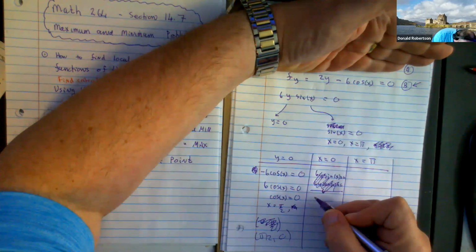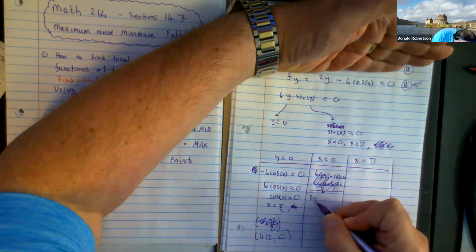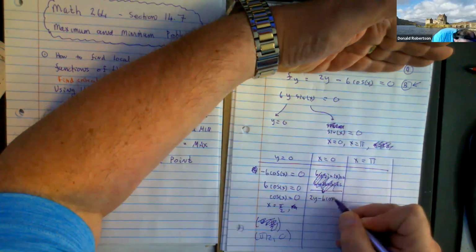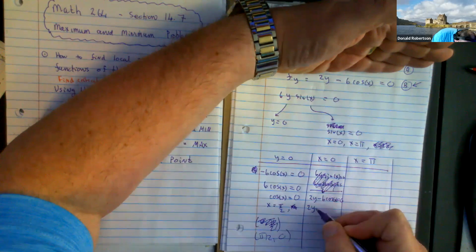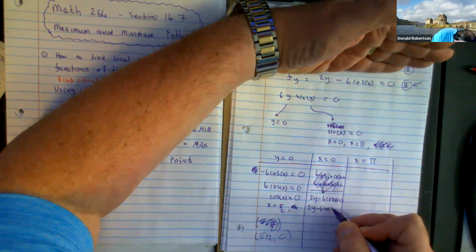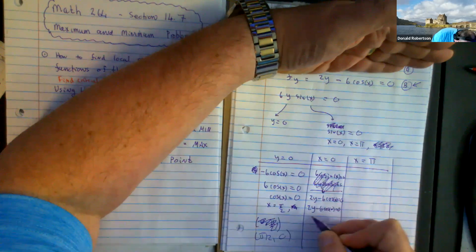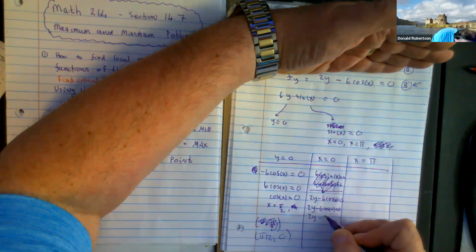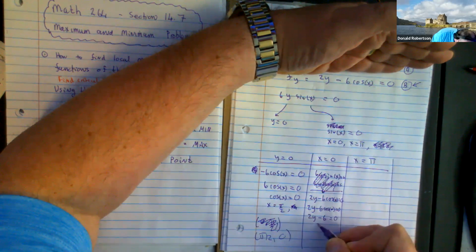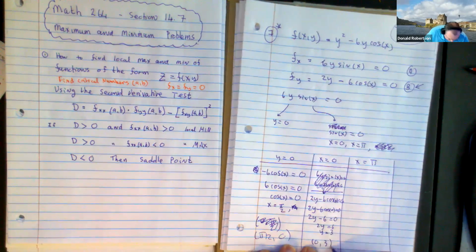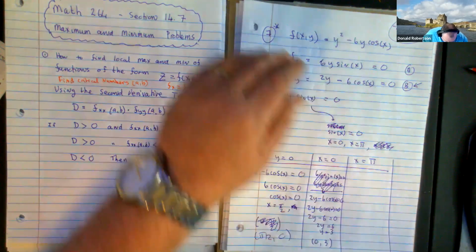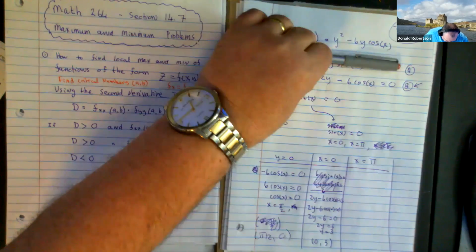So it's 2 times y, take away 6 cosine x equals 0. So it's 2 times y, take away 6 times the cosine of 0 equals 0. 2 times y, take away 6 is 0. 2y equals 6. There we go. y equals 3. I now have a second solution, 0, 3.